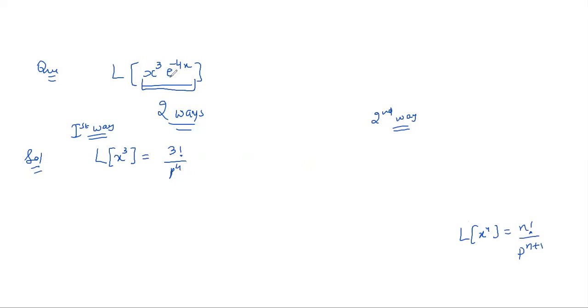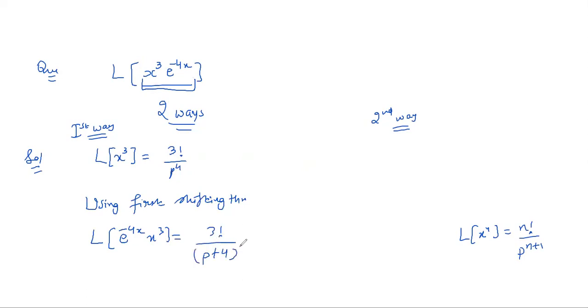And now if you look at your function, this is e raised to power minus 4x times x cube. So you can now use the shifting theorem. Using the first shifting theorem, L of e raised to power minus 4x times x cube is going to be 3 factorial over p plus 4 raised to power 4, because whatever the answer turns out to be, if e raised to power ax is there, then p is changed to p minus a. So it's minus 4, so p is changed to p plus 4 now. This is the answer using the first method.